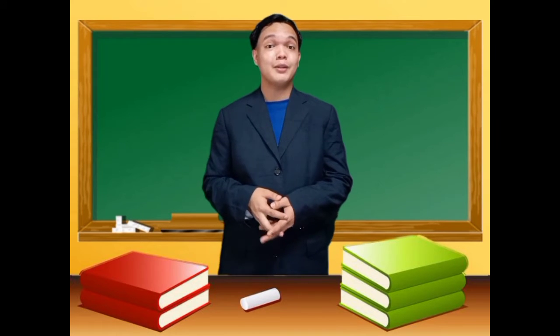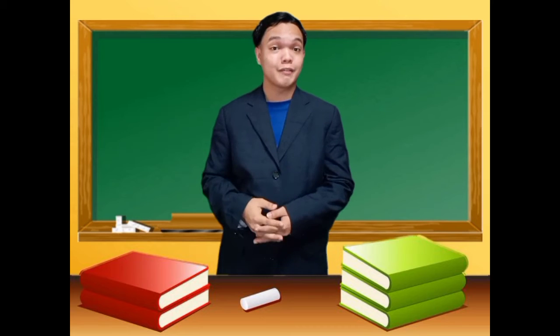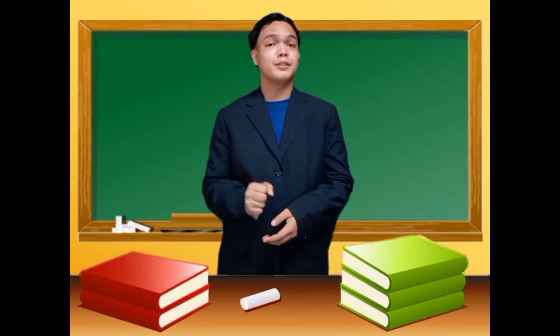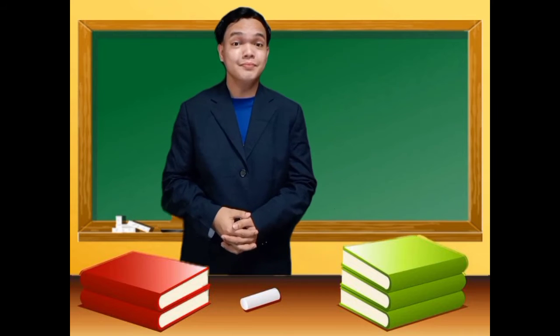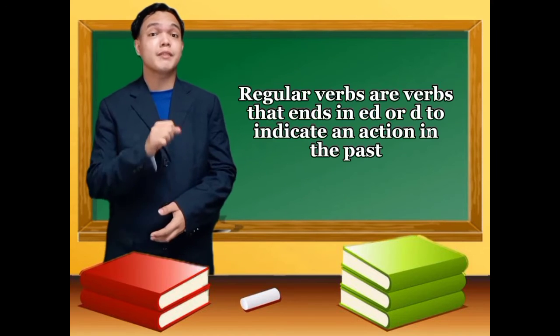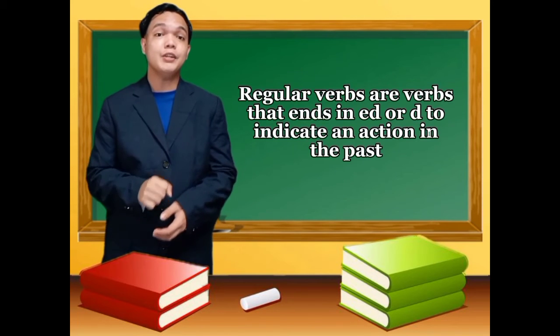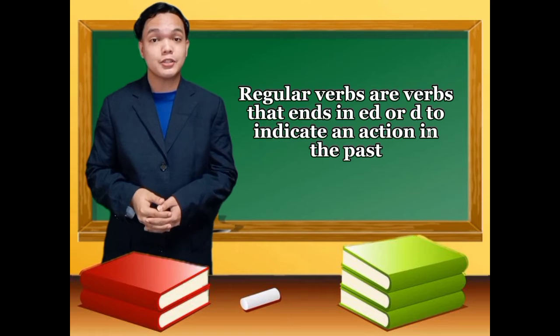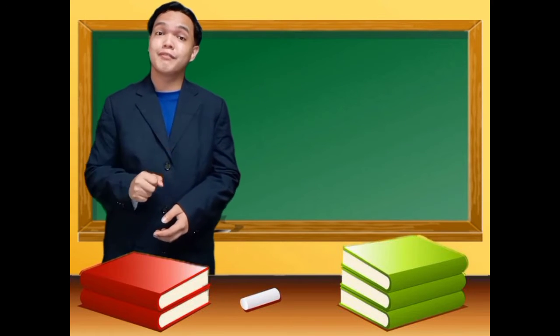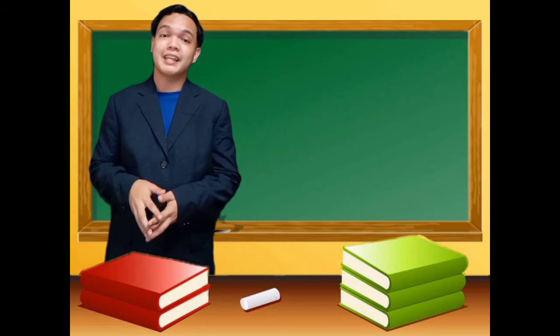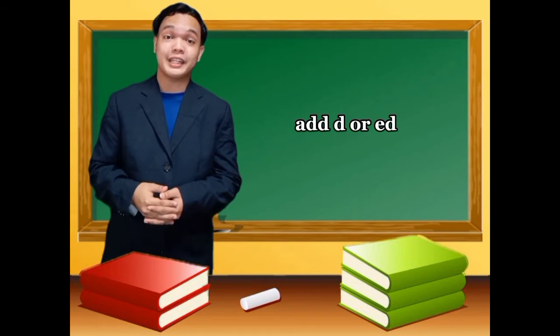Very good, it's about regular and irregular verbs. So what is regular verb? Very good. Regular verbs are verbs that end in ed or d to indicate an action in the past. Now, how do we form the regular verb? Yes, we add d or ed.